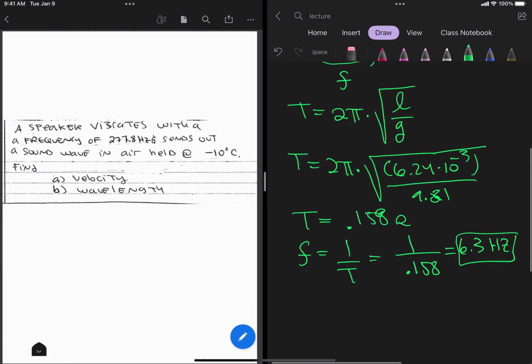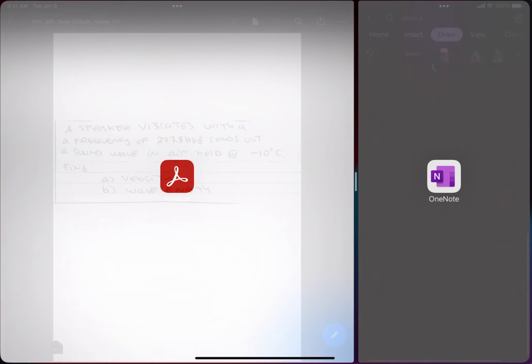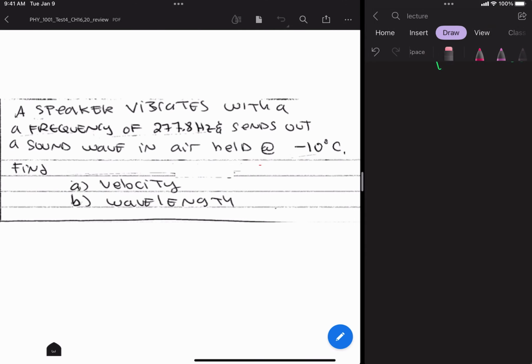Alright, so let's try this word problem. It says a speaker vibrates at a frequency of 277.8 hertz and sends out a sound wave through the air while the air is held at negative 10 degrees Celsius. Find the velocity of the sound through the air, and also the wavelength. So go ahead and pause, try to solve this, and when you're ready, unpause.